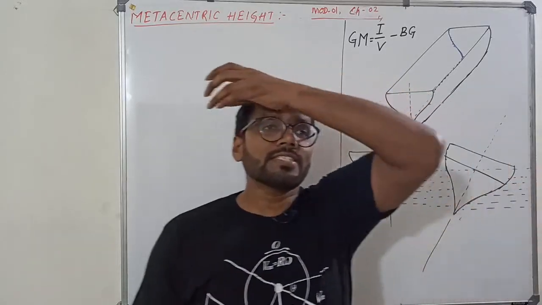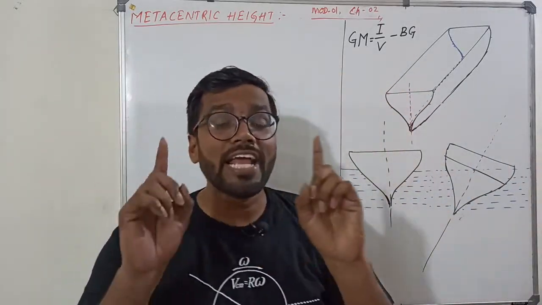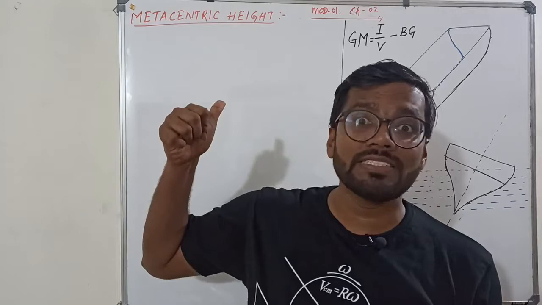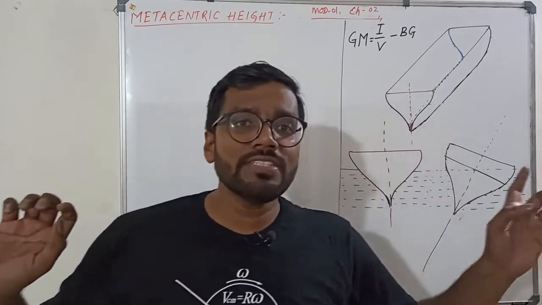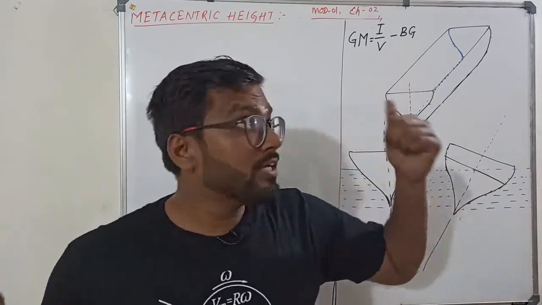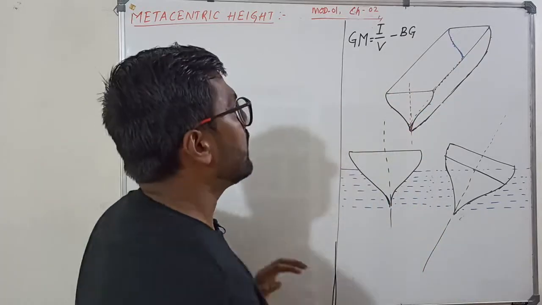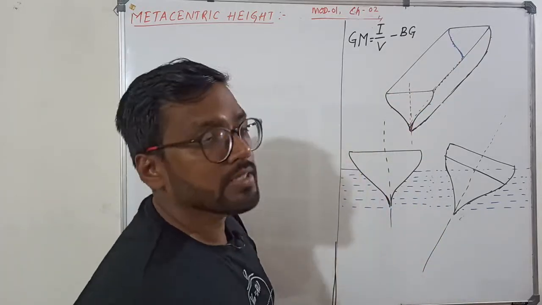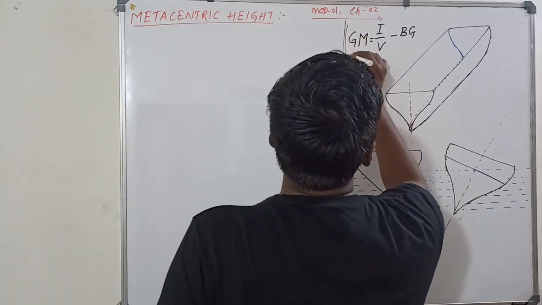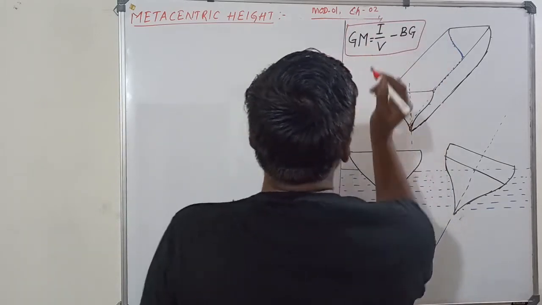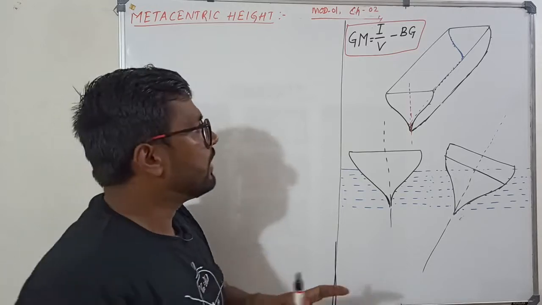Hello, okay, and today let's discuss the expression or derivation for metacentric height. In the previous class I just wrote this value and we proceeded. Now we are going to discuss how this expression has come, that is, GM equal to I by V minus BG. Okay, let's go for it.